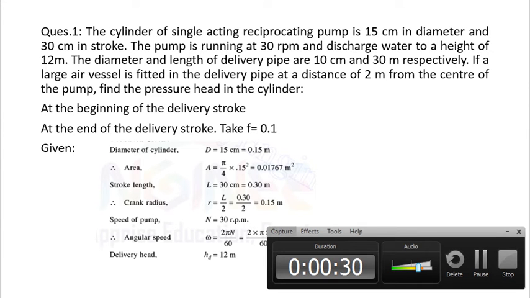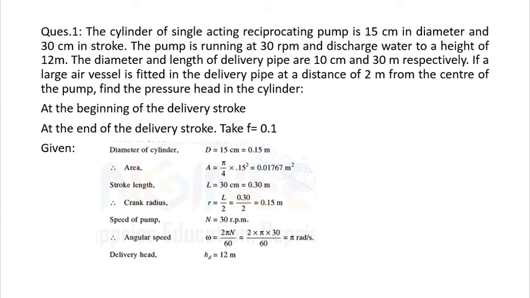So the question is, the cylinder of a single acting reciprocating pump is 15 cm in diameter and 30 cm in stroke. The pump is running at 30 rpm and discharges water to a height of 12 meters. The diameter and length of the delivery pipe are 10 cm and 30 meters respectively.